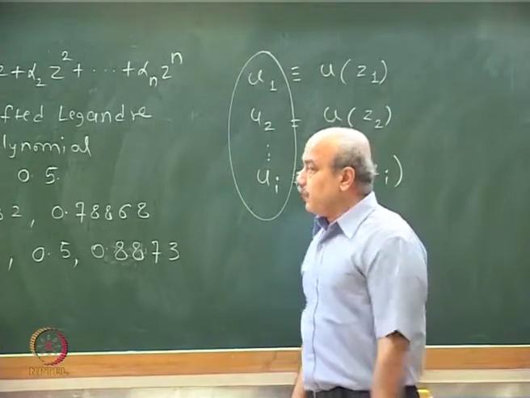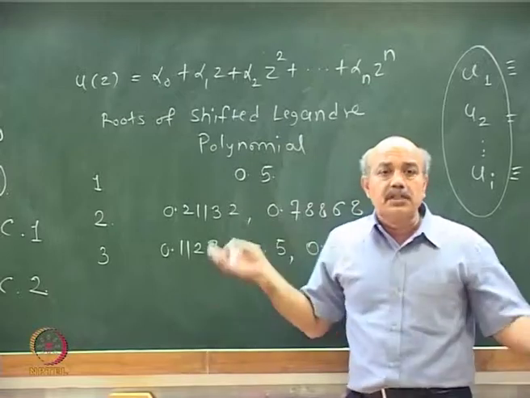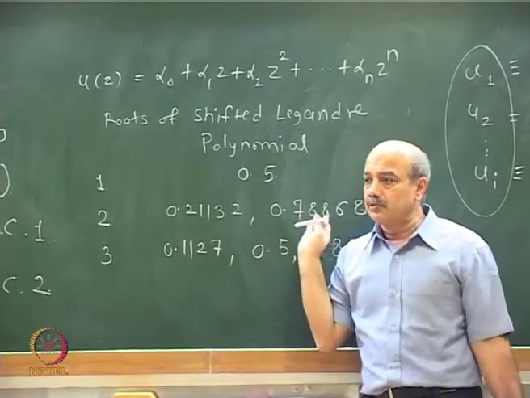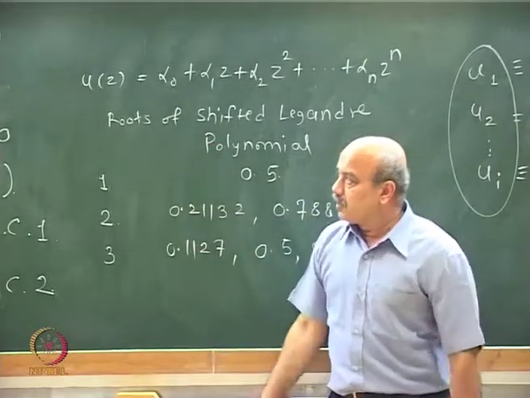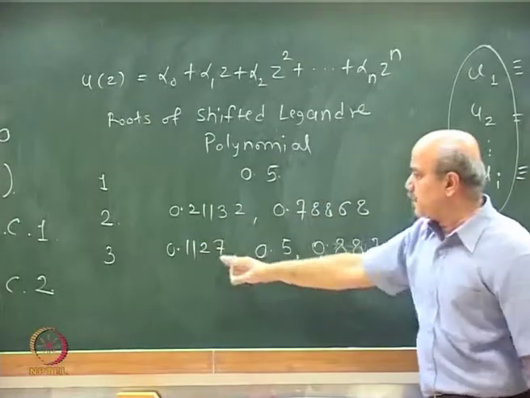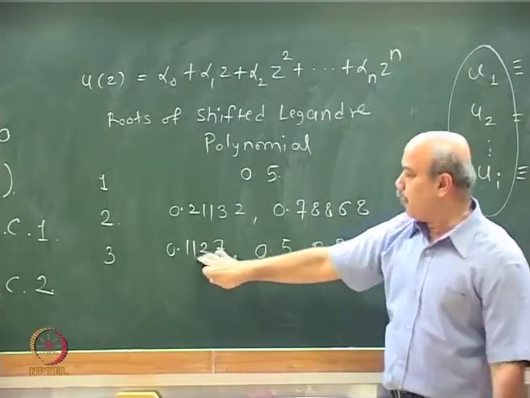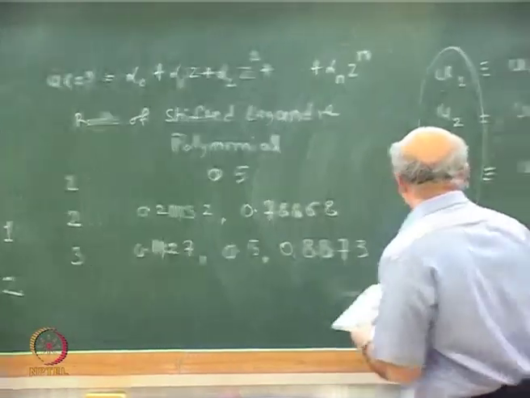So what is known to me here? I have chosen the collocation points, so the collocation points are known to me. These locations, that is z1 equal to 0, up to z2, let's say if you take 3 points, z2 equal to 0.1127. These locations are known to me.